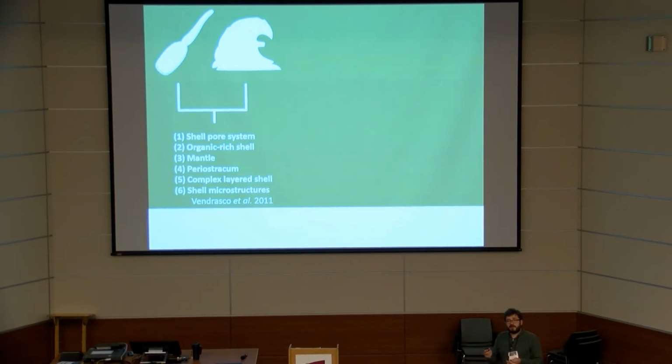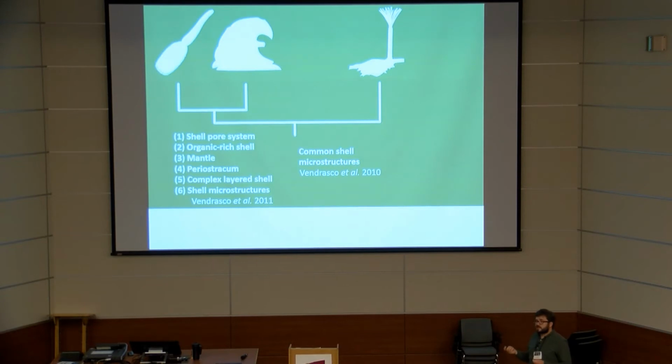So to summarize this first part of my talk then, despite having independent origins for the brachiopod and the mollusk skeleton, they share a whole range of different features. So for example, the shell pore systems, the organic-rich shell, mantle and periostracum, complex layered shell later on in their evolution, and also similar shell microstructures.